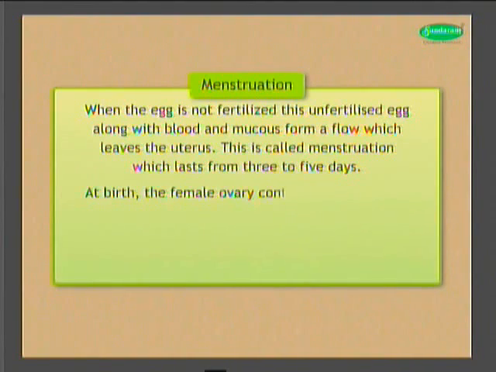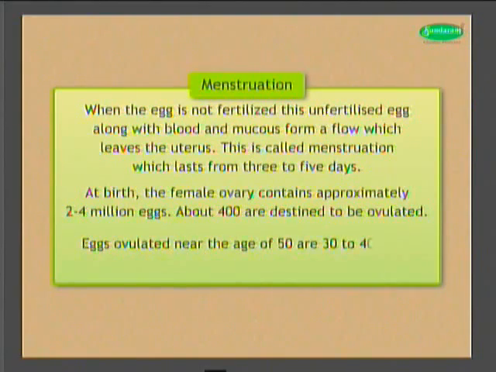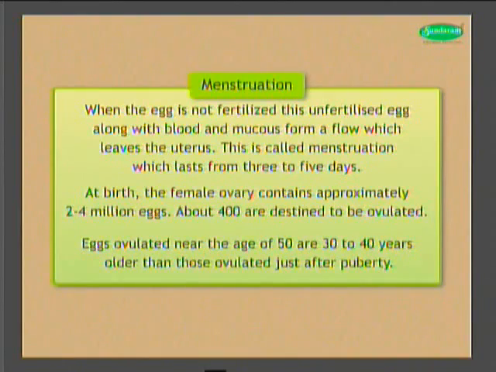At birth, the female ovary contains approximately 2 to 4 million eggs. After birth, new eggs are not added. Out of these eggs, only about 400 are destined to be ovulated, while all others degenerate during development so that only a few remain by the age of 50. Thus, eggs ovulated near the age of 50 are 30 to 40 years older than those ovulated just after puberty. This aging of eggs can cause defects in children born to older women.